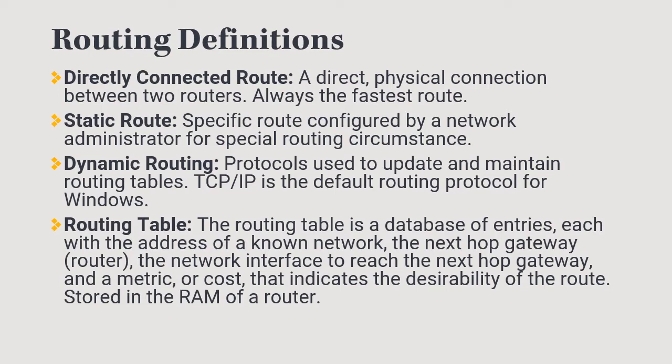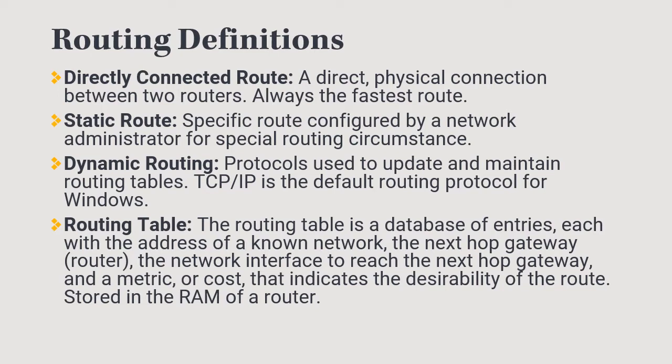Dynamic routing is when we use protocols or rules to update and maintain a routing table, and then that routing table is used to determine which path is best to send that packet of information. Just real quick, one thing that you might need to know is TCP/IP is the default routing protocol for Windows. So if you're using dynamic routing with a Windows device and do not change the routing protocol, the default is TCP/IP.